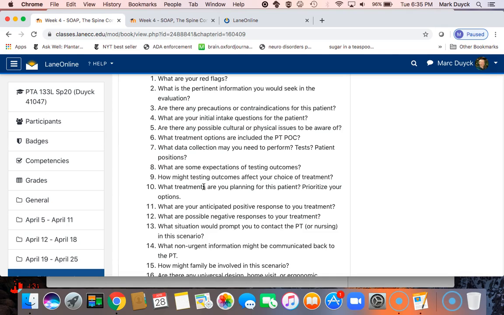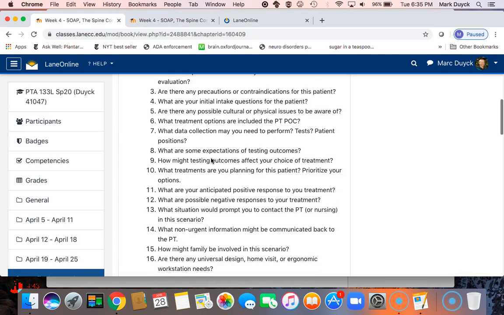What are some expectations of testing outcomes? Or what data collection would you gather? You know this. You've been practicing this for the last 3 or 4 months. You know that. I'm not going to tell you what that is. How are you going to perform those tests? What patient positions? So you have a tape measure. Okay, we're not giving you an inclinometer or goniometer. You got a tape measure, and that's all you got. Okay? What are some expectations?